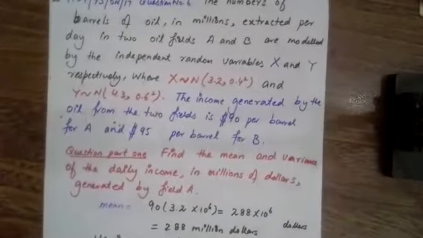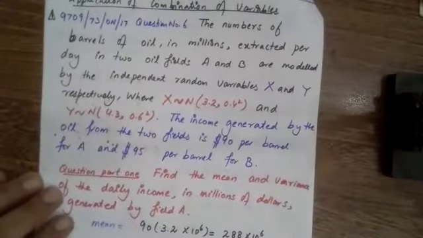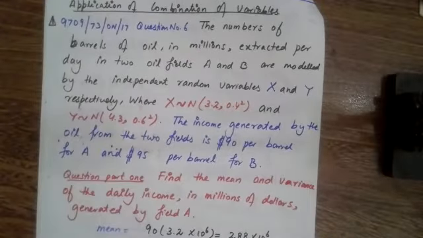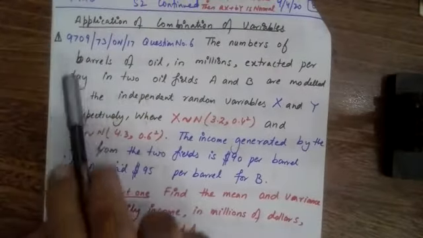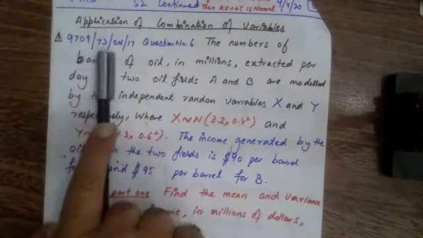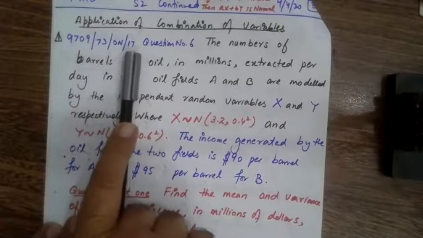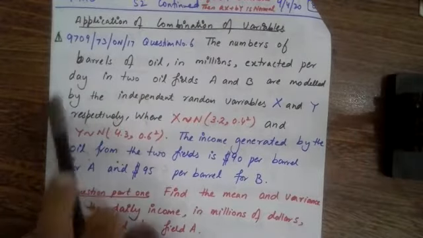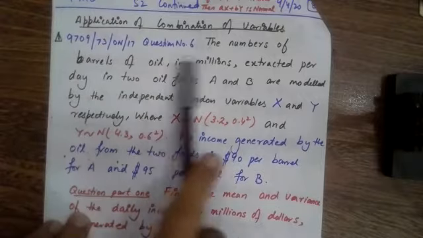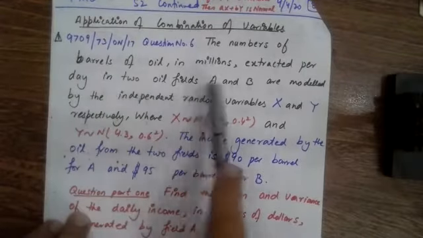Now we will study the application of this. We'll do only 5 questions of this, in which we will study the application of the combination of variables. This paper is 9702/73, October/November 2017. It is question number 6 of the paper, and it is question 1 for this lecture.